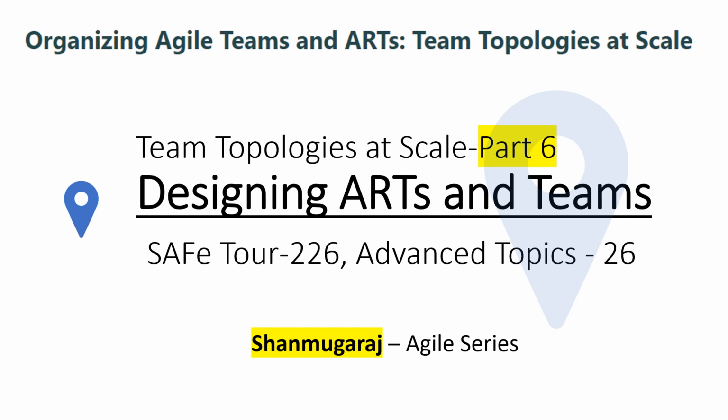We are currently discussing some of the advanced topics in SAFe 6.0. We are continuing our discussion around team topologies, organizing agile teams and nodes. So this is going to be my sixth video. Today's topic is designing ARTs and the teams.